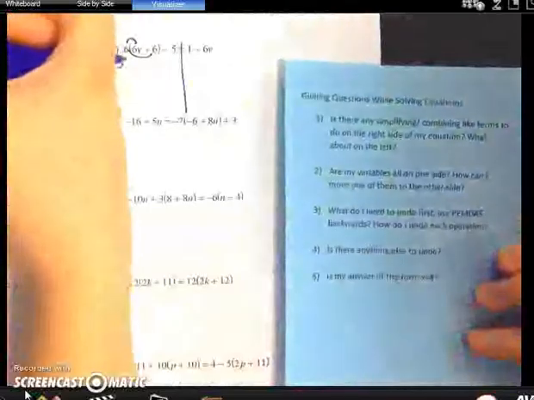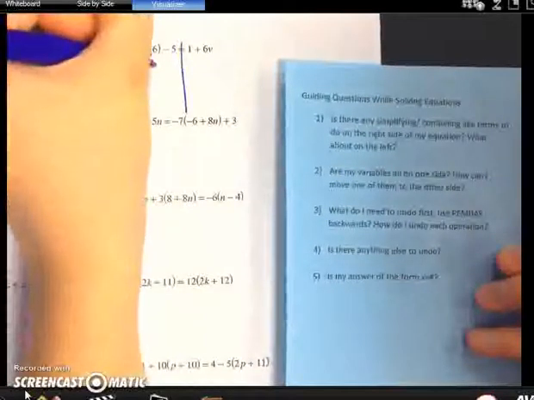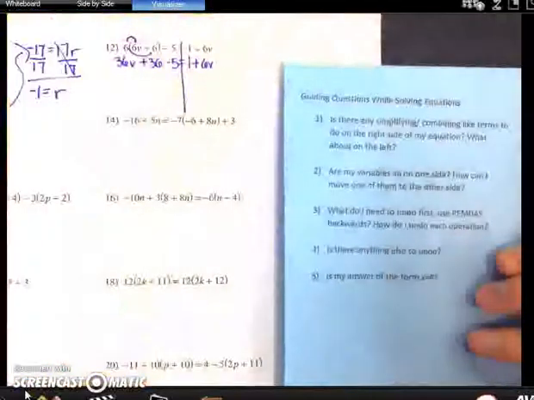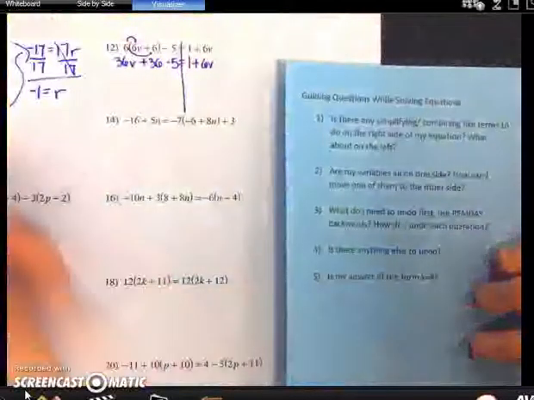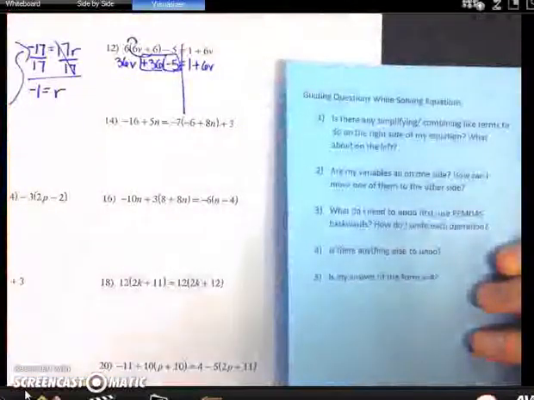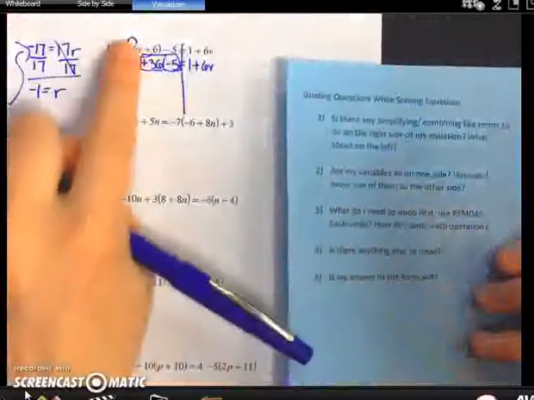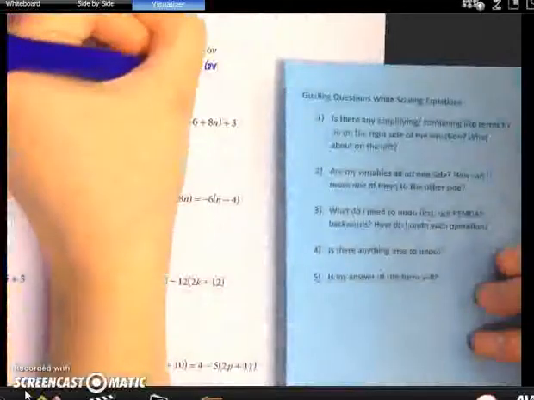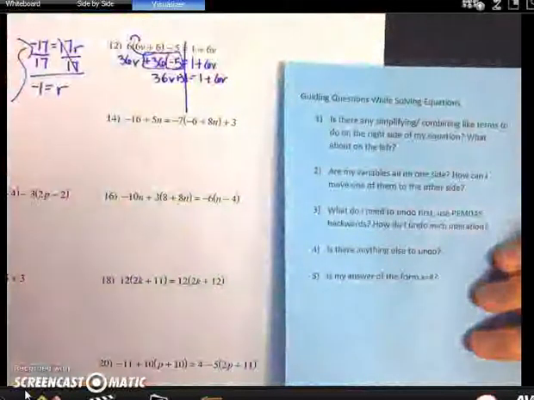6 times 6b is 36b plus 36 minus 5 equals 1 plus 6b. Wait, I'm not done with this step yet. Plus 36 and minus 5 are like terms. So 36 minus 5 gives me 31. A little bit hard to see. So that says 36b plus 31 equals 1 plus 6b.